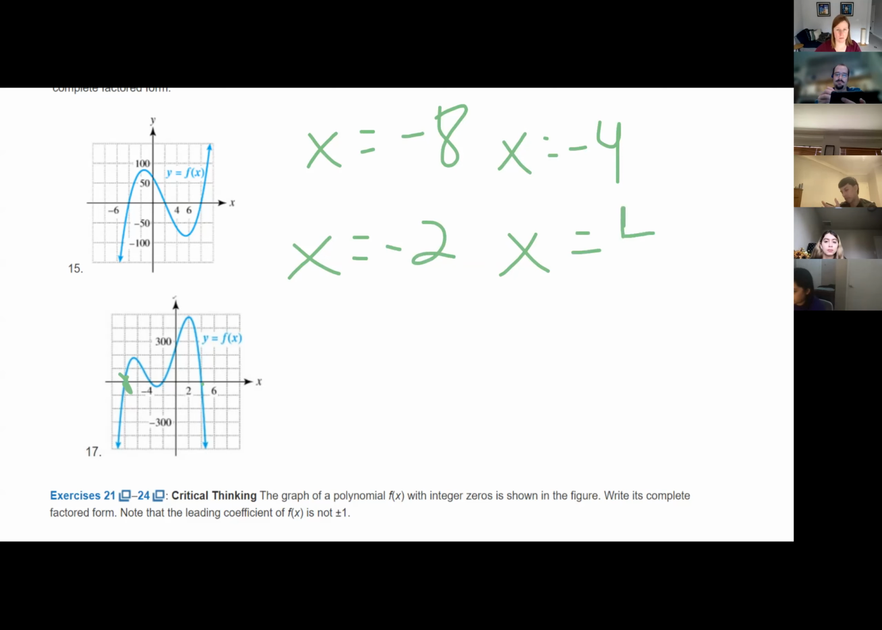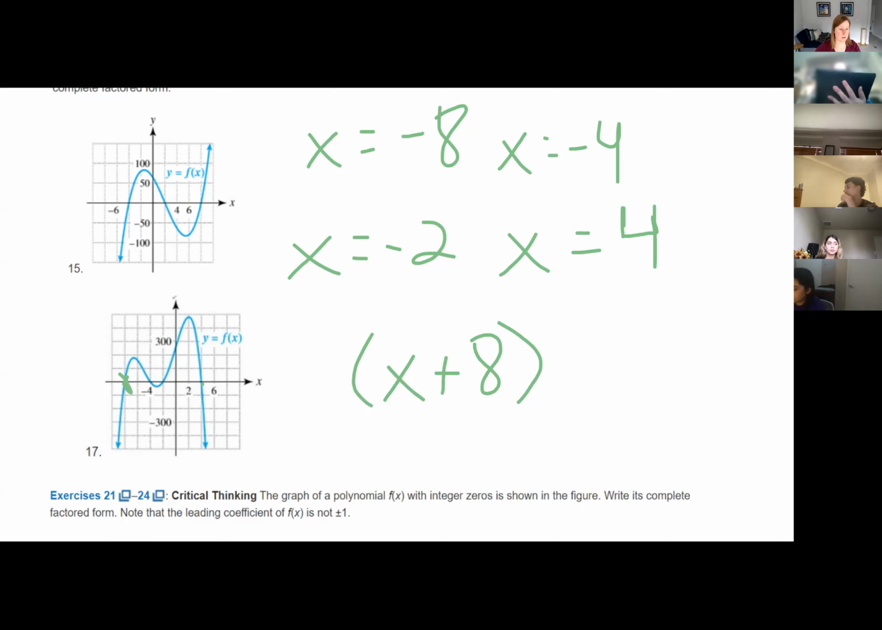-4, +4. That's it. These are my 4 factors, or sorry, 4 zeros. I want to do the factor, and so if x is equal to -8, the factor should look like what? So basically, we're flipping the sign. So if it's a -8, it should look like x plus 8.